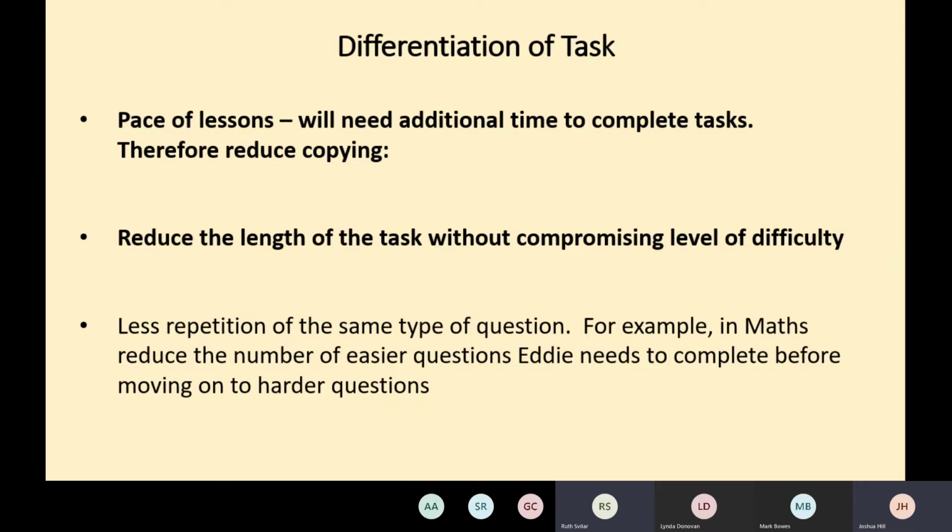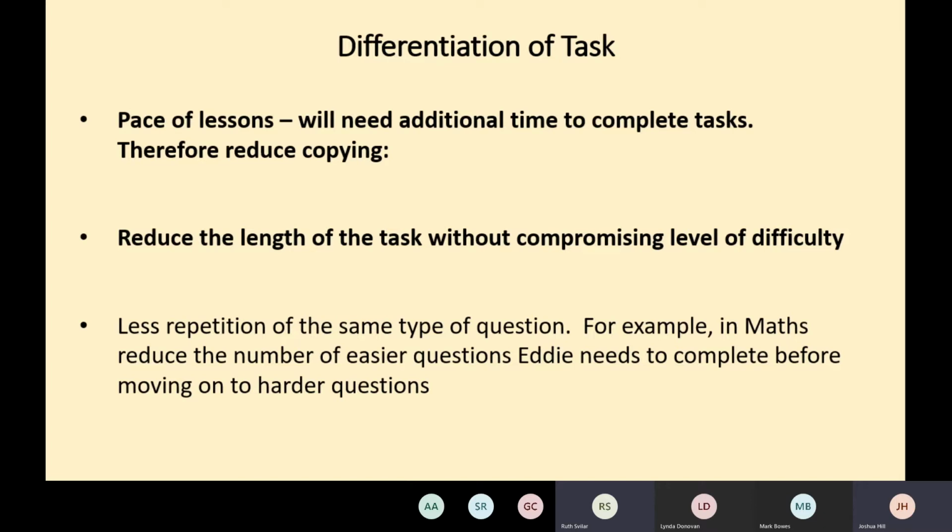So what we suggest is pre-printing information or having it accessible on his laptop so that the time that he's gained from not copying can be used to read the information, and that will also give him more time to answer the follow-up task to the reading.